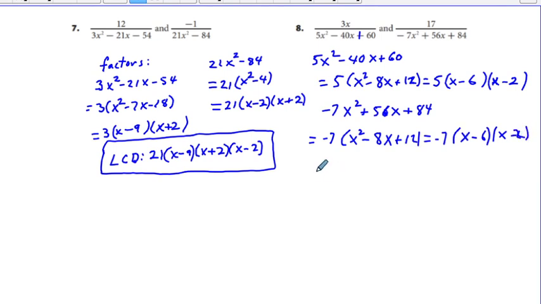So our LCD is going to be equal to this negative 7 times 5, which would be negative 35. And then these are the same in each case. We have x minus 6, quantity x minus 2. So really that's it.